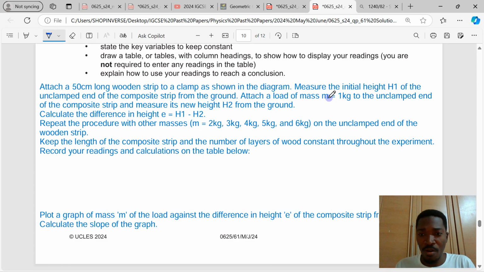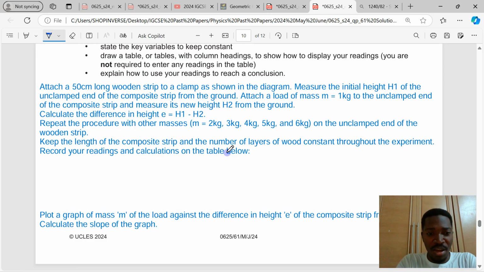Measure the height h1 of the unclamped end of the composite strip from the ground. Attach a load of mass m equals 1 kilogram to the unclamped end of the composite strip and measure the new height h2 from the ground. Now calculate the difference in height E equals h1 minus h2. Repeat the procedure with other masses m equals 2 kilogram, 3 kilogram, 4 kilogram on the unclamped end of the strip. So you add other masses to that. Then keep the length of the composite strip and the number of layers of wood constant throughout the experiment. Record your readings and calculations in the table below.